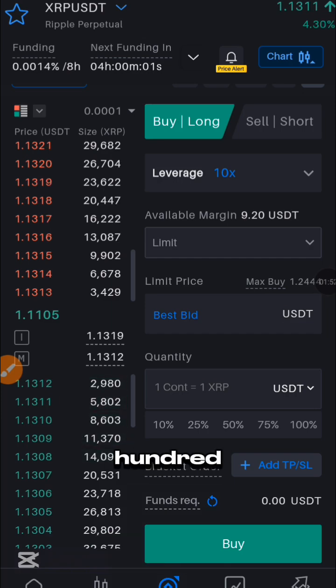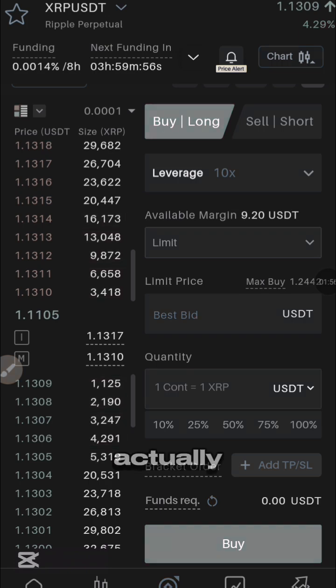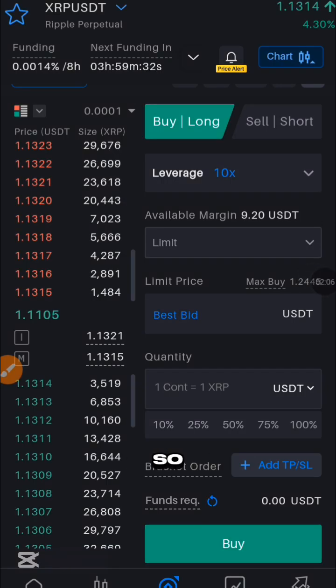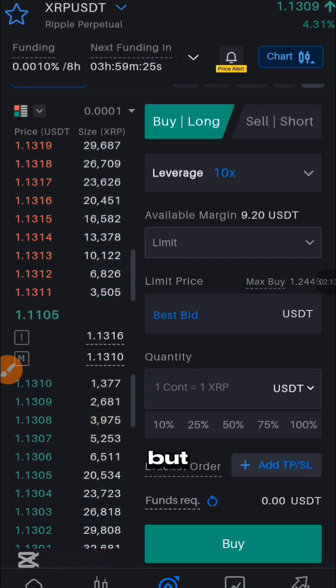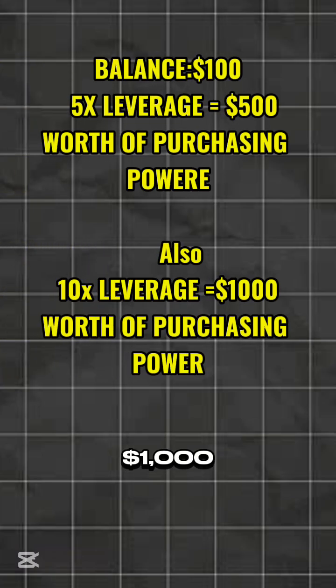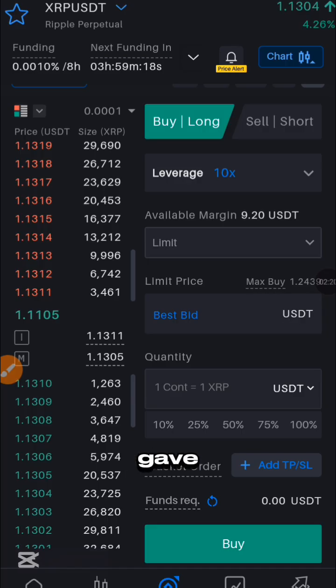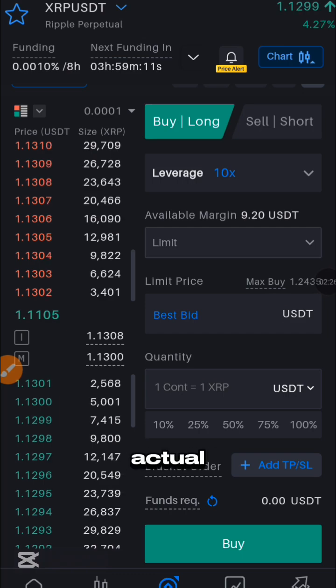Let's say you have $100. Without leverage, you can only open a position worth $100. But if you use 10x leverage, your buying power becomes $1,000. It doesn't mean the exchange gave you free money. It simply allows you to control much larger positions than your actual money.